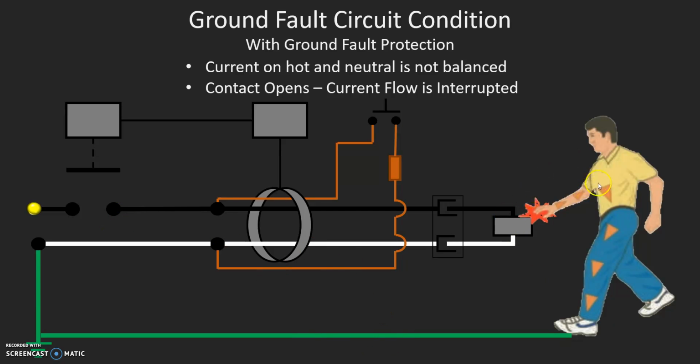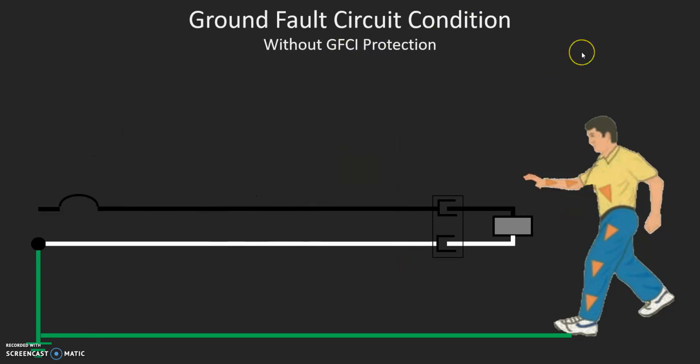So this guy's still going to get a shock in this case, but it's going to be a very short time shock, okay? And the GFI is going to open. I believe your text is going to tell you if it senses a difference of 4 to 6 milliamps. In this case, we have 0.12, so we're above that range, right? So let's just look at the same thing without GFI protection now.